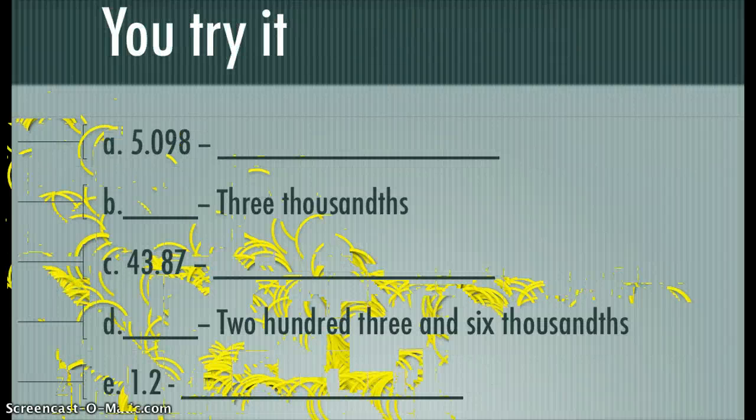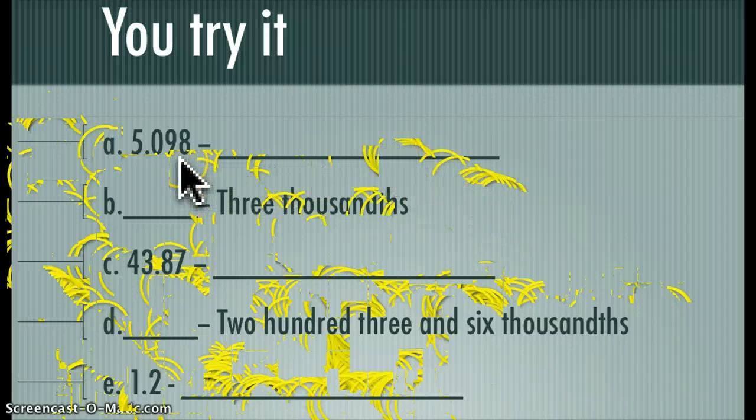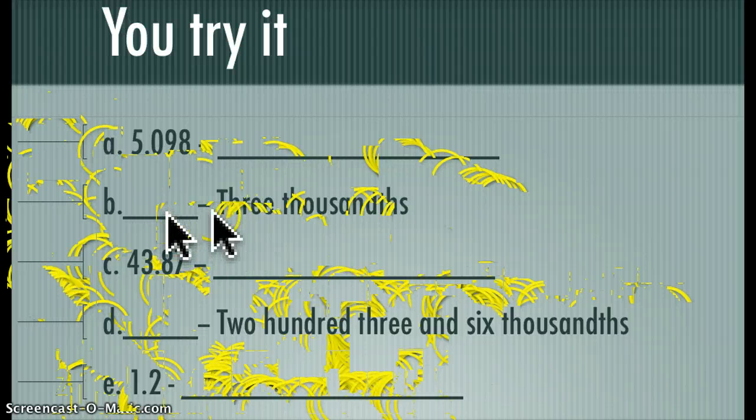You try it. Here I've given you some examples. I've given you some decimals as numbers and some decimals as words. Pause the video and fill in all of the blanks. For example, I'd like you to put this decimal right here into words here. Then I'd like you to put these words into a number form here. Please pause the video and complete this exercise.